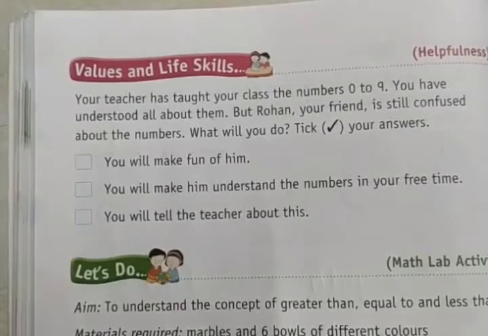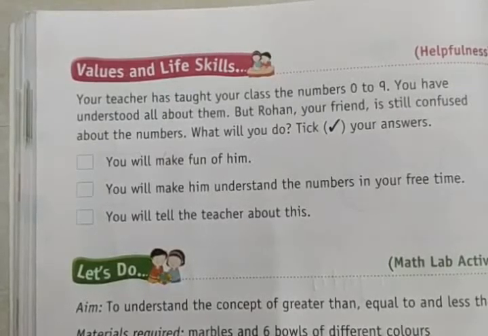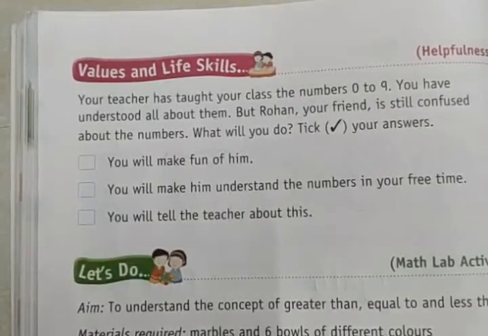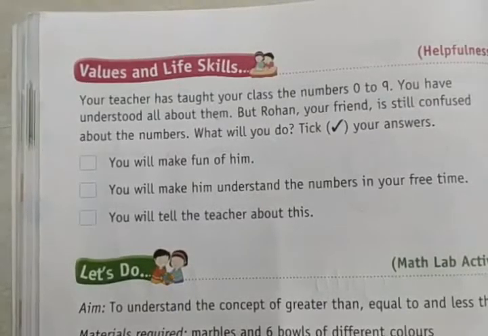See, some students are slow learners, some are fast learners, and some are average learners. The learning process may be slow, fast or average, but we should not tease them. We should not say you are the slow learner, you are the fast learner. That is the value we should learn from this lesson.